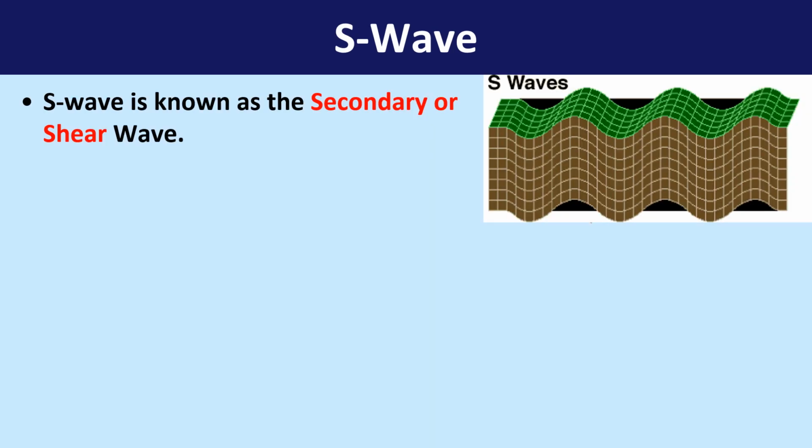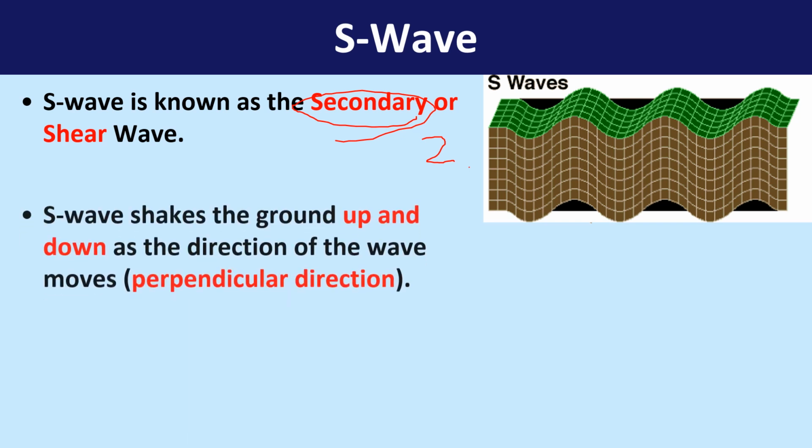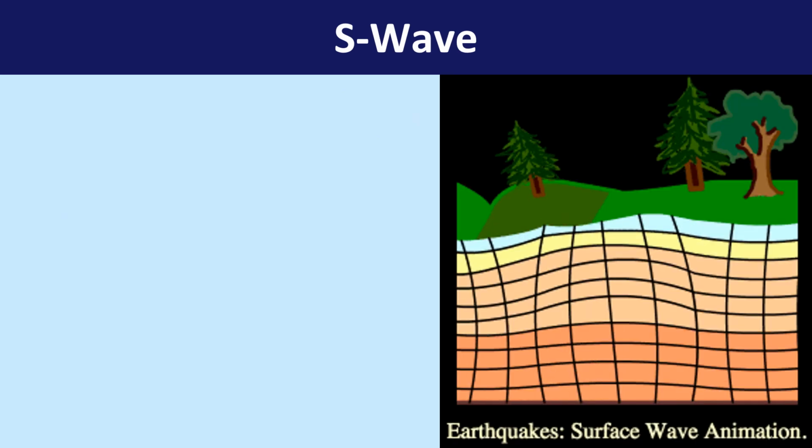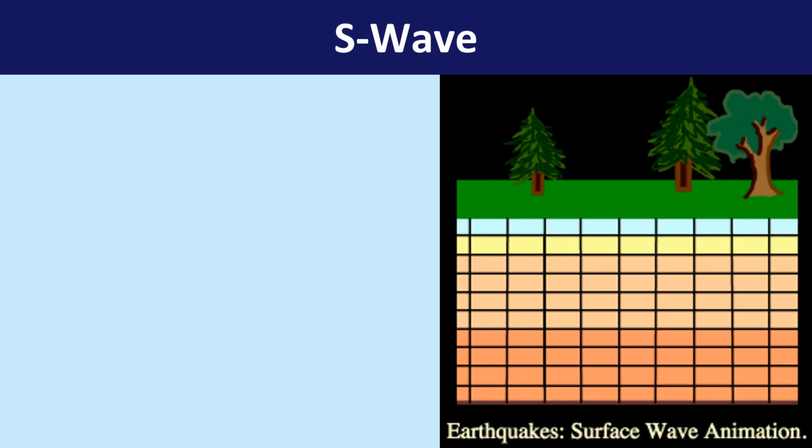S wave, on the other hand, is what we have for the second time. We call it secondary or shear wave. This is the dangerous one. First of all, it shakes the ground up and down, ladies and gentlemen. This is one of the reasons why most of the buildings break apart. Like I mentioned, it is 90 degrees to each other. We call it perpendicular direction. And this is what happened.